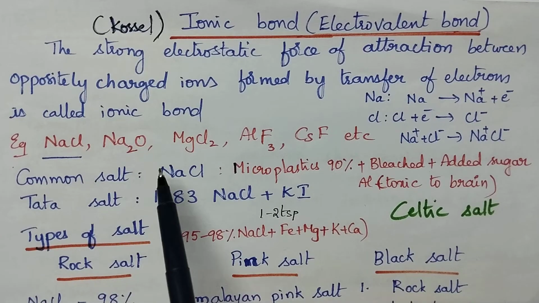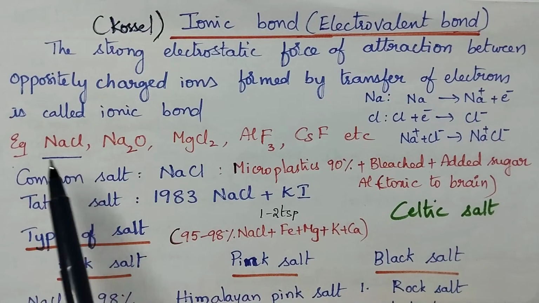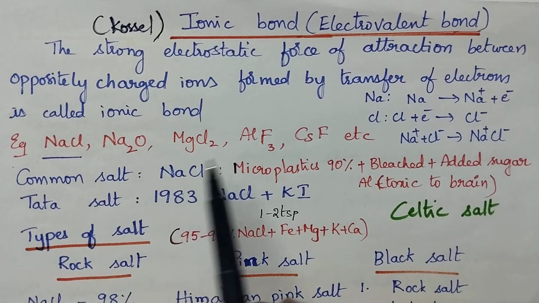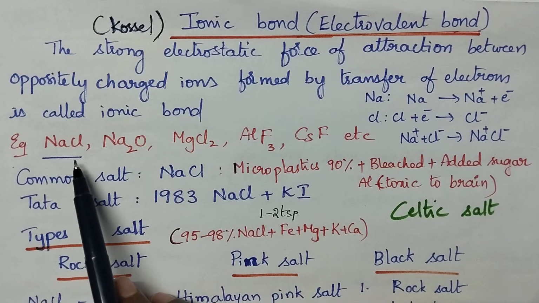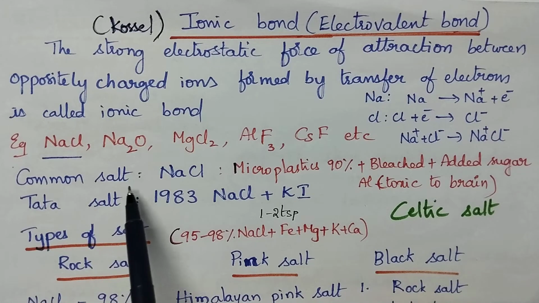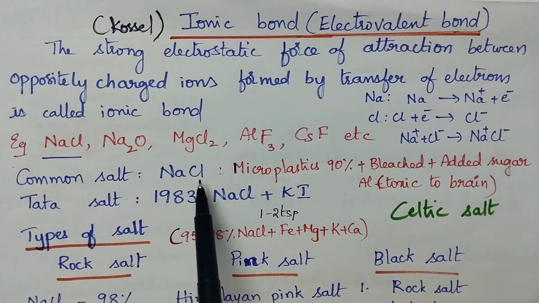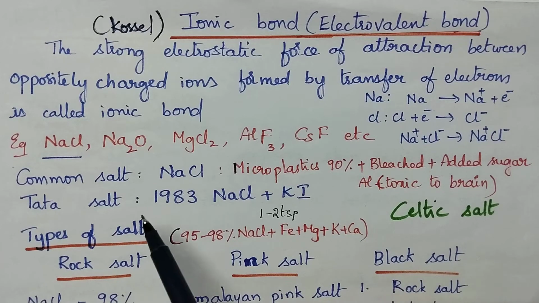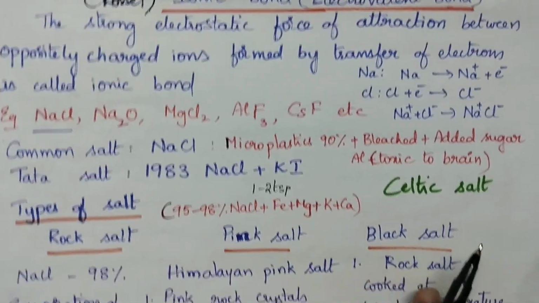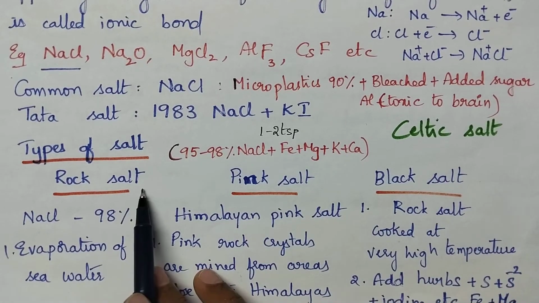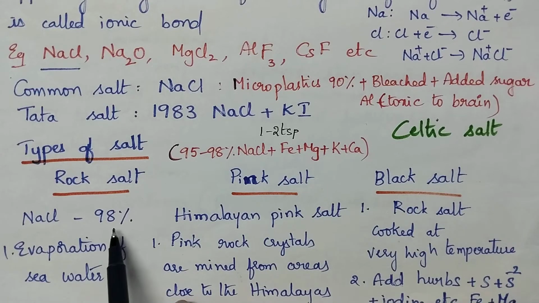Of the various examples, sodium chloride occupies the top position. Why? Sodium chloride use is directly related to the health of human beings. Sodium chloride is used as the common salt. Common salt mainly contains sodium chloride. Common salt is available in two forms, that is rock salt or table salt. Rock salt is obtained from seawater through evaporation. Rock salt contains 98% of sodium chloride.